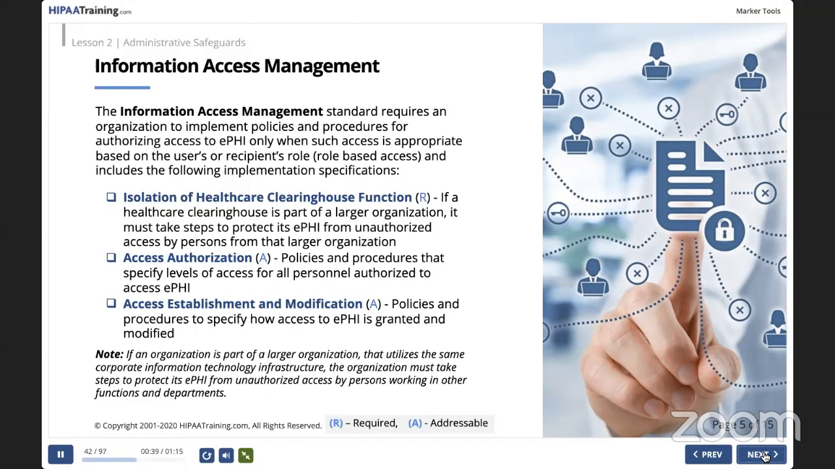Access authorization. Policies and procedures that specify levels of access for all personnel authorized to access EPHI. Access establishment and modification. Policies and procedures to specify how access to EPHI is granted and modified. Note: if an organization is part of a larger organization that utilizes the same corporate information technology infrastructure, the organization must take steps to protect its EPHI from unauthorized access by persons working in other functions and departments.